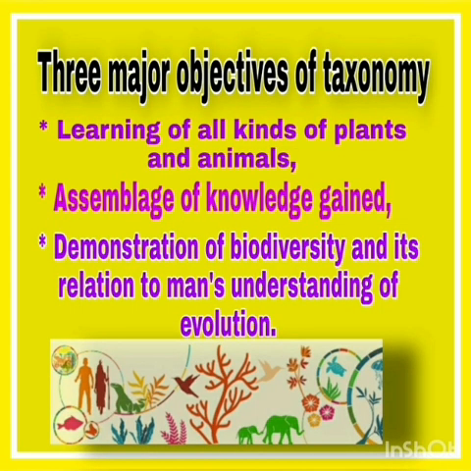There are three major objectives of taxonomy. First, learning of all kinds of plants and animals. Second, assemblage of knowledge gained. Third, demonstration of biodiversity and its relation to man's understanding of evolution. These are the three major objectives of taxonomy.